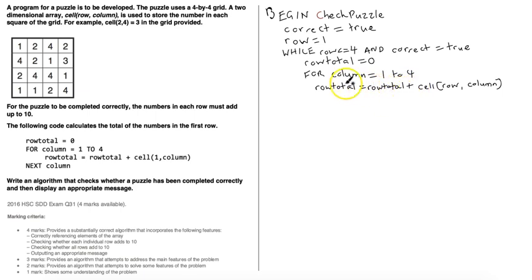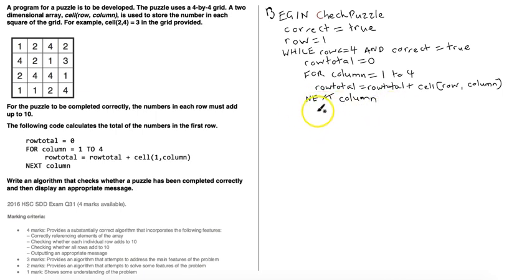All right, so every column that it goes through for every row, it's going to add to the row total. Or for this row, it's going to add to that total the value in the cell array in position row, comma, column. So in the first dimension, which is called row, and the second dimension column. Right, so that's the end of the for loop. So we can just say next column, so that column counter will increment.